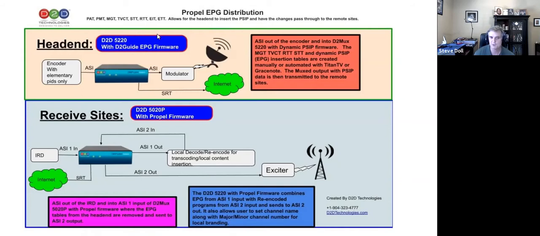Then the output of their encoder we'd take into our ASI2 input, where we would take all the EPG data we had taken off the satellite feed and put it into the over-the-air feed, which would then go out our ASI2 output to the exciters. That way we could basically use our box to take the PSIP off the satellite feed and inject it into the over-the-air feed. So they could still keep all their PSIP without having to worry about trying to somehow get internet access to these very remote sites.